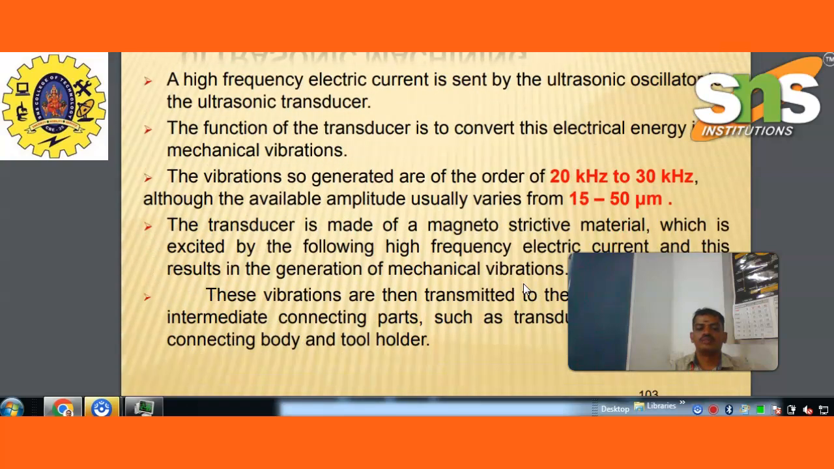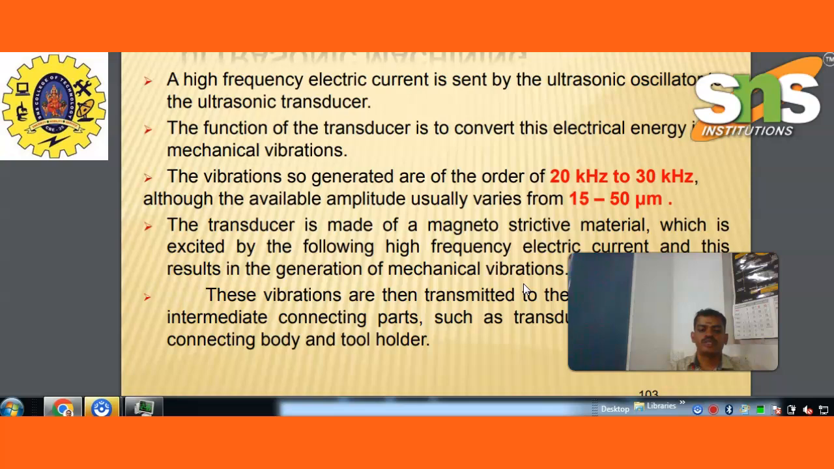Generally, in ultrasonic machining, a high-frequency electric current is sent by the ultrasonic oscillator to the ultrasonic transducer. The function of the transducer is to convert this electrical energy into mechanical vibrations. The mechanical vibrations generated are of the order of 20 kHz to 30 kHz, although the available amplitude varies.